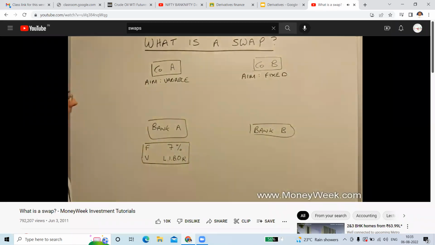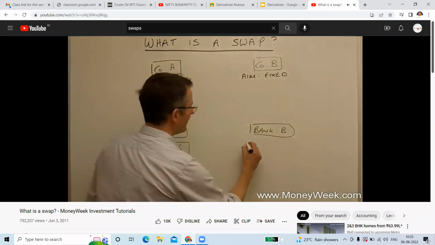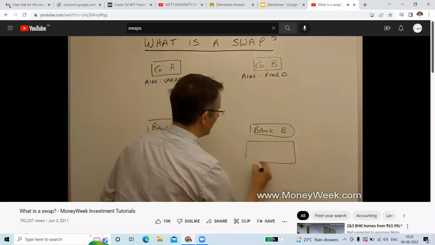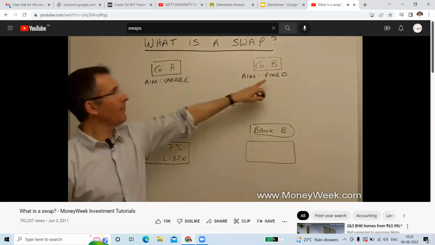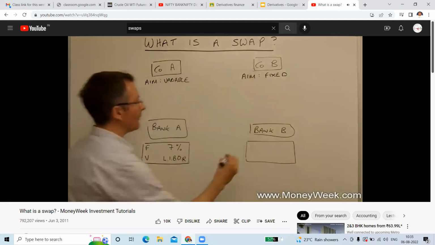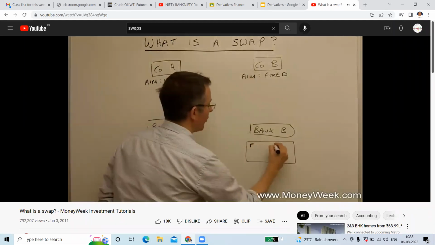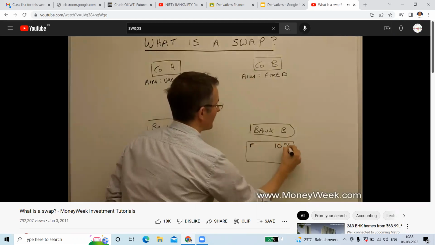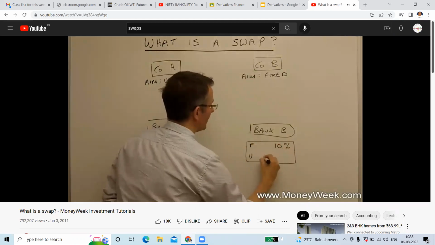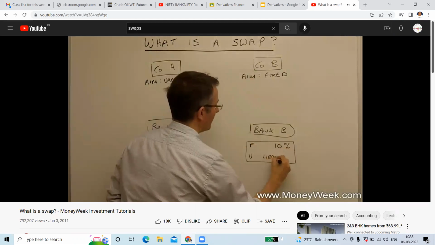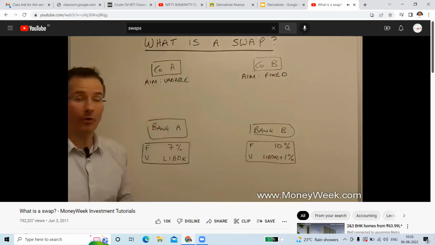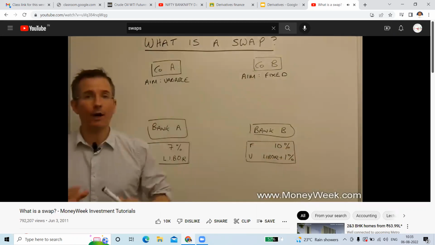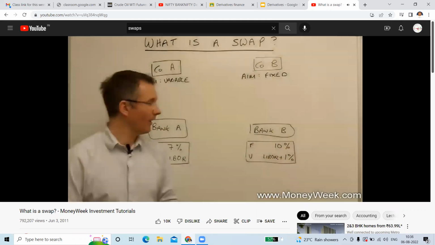Okay, Company B goes to its bank. Now, Company B is less well known. That's life. It's smaller. It doesn't have the clout of Company A over here. So the bank says, well, if you want a fixed rate, you'll pay us 10%. And if you want a variable rate, you'll pay us LIBOR plus 1. So whatever LIBOR is, you're paying us 1% or 100 basis points over LIBOR.